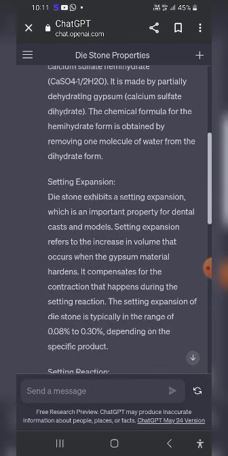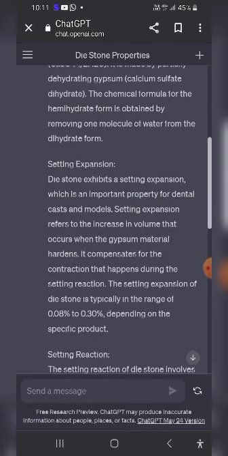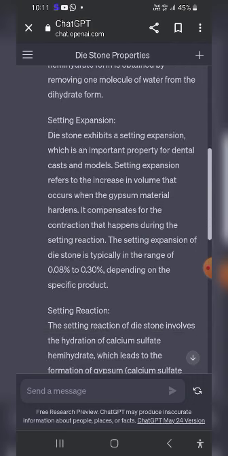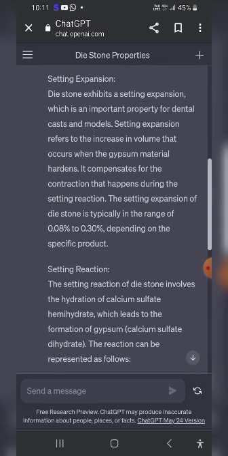Setting expansion. Die stone exhibits a setting expansion, which is an important property for dental casts and models. Setting expansion refers to the increase in volume that occurs when the gypsum material hardens. It compensates for the contraction that happens during the setting reaction. The setting expansion of die stone is typically in the range of 0.08% to 0.30%, depending on the specific product.